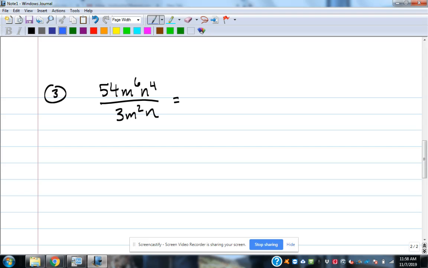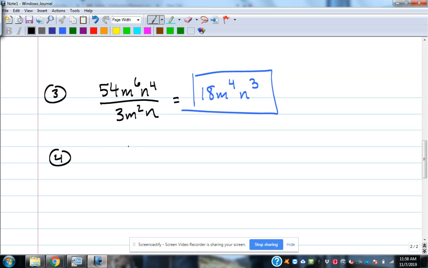Does 3 go into 54? Yeah, 18 times. So we're going to get a whole 18 there. And then m to the what? 4th power, n to the 3rd. So both have positive exponents there, so I don't need to fix anything. Usually the division problems are where the negative exponents are going to come up, and you got to deal with those.